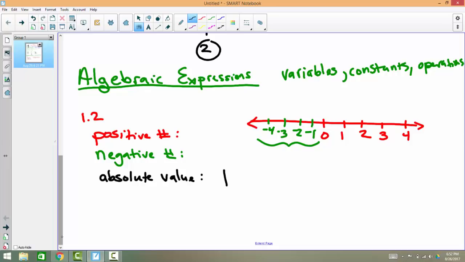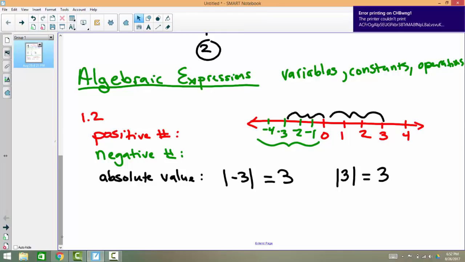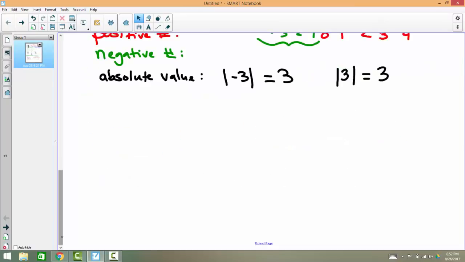So the next big one is absolute value. And the absolute value of anything is positive. So the absolute value of -3 is +3, and the absolute value of +3 is +3. So absolute value is a measure of distance. So basically, -3 is 3 spaces away from 0, and +3 is 3 spaces away from 0. And that is why absolute value is always positive.